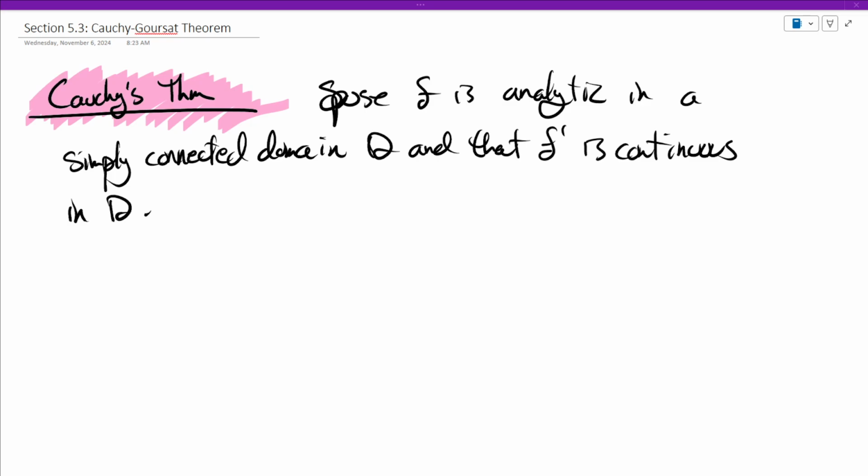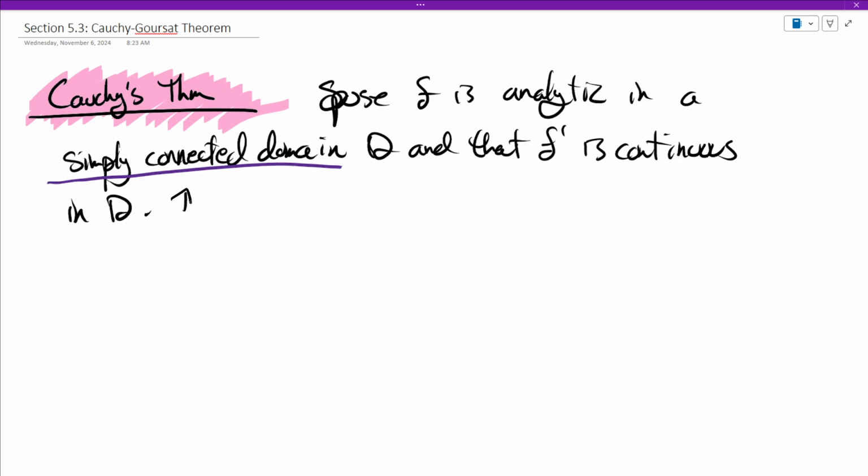And what it says is, as our hypotheses, we have an analytic function in a simply connected domain D. I'll explain this term in a second. And that the derivative is continuous in D. So it's analytic, so the derivative exists, so we further demand it's continuous. In fact, being analytic will tell us that the derivative is continuous, but we've not proved that yet. So in fact, that extra condition is actually not necessary.